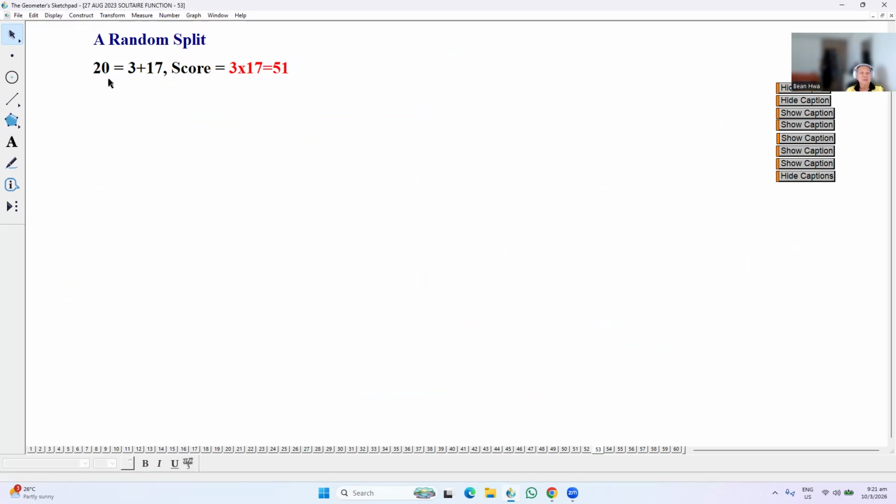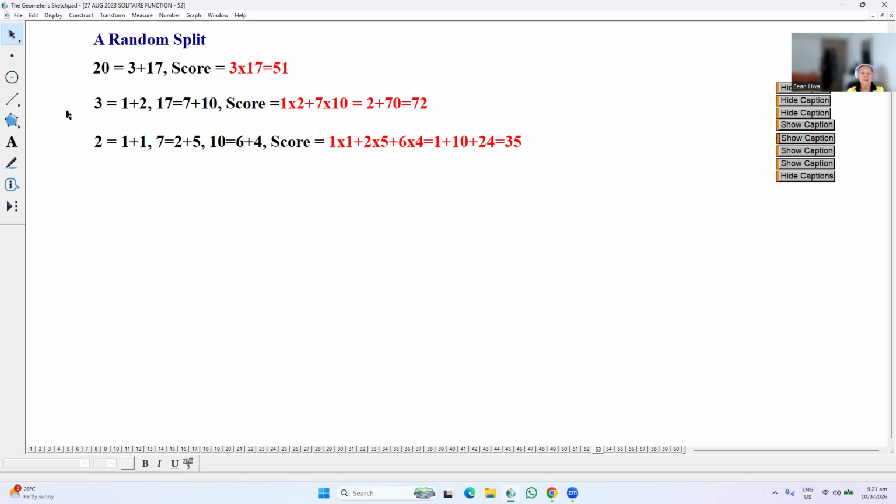So with 20, we randomly choose 3 plus 17 and score 51. Then we split 3 and 17. 3 is 1 plus 2, 17 is 7 plus 10. So 1 times 2 plus 7 times 10, we get 72.